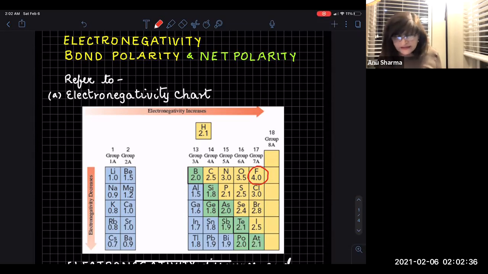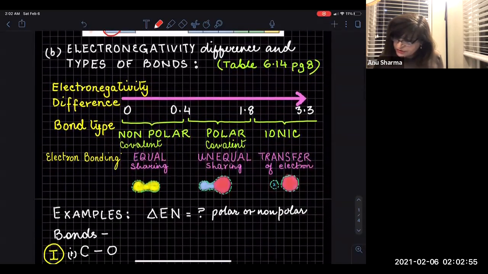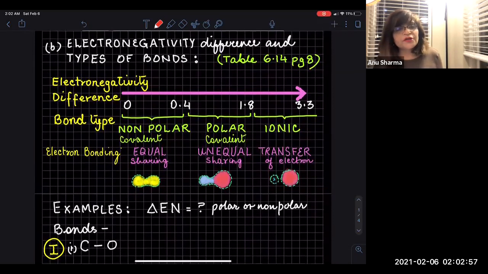If you look at the left hand side, this arrow is pointing downwards, which means there is a decrease. And if you look at it, the cesium has the least electronegativity on this chart here, which is 0.7. Okay, so that is how you read the chart, and you get the numbers for the pull for the electrons. Next thing that you need to understand is the table 6.14, which is on page 8 again on the handout.